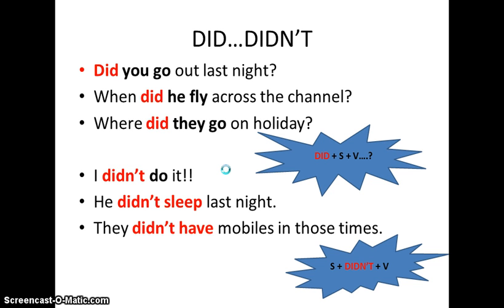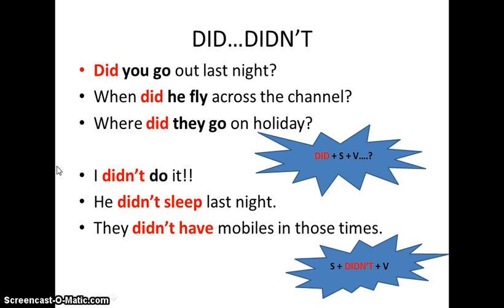Now, let's have a look at some more examples. Did you go out last night? When did you fly across the channel? Where did they go on holiday? For a question, you find did for all pronouns. So for you or for he, it's always the same form. And then you find a single verb form after the pronouns. It's did, subject, verb.